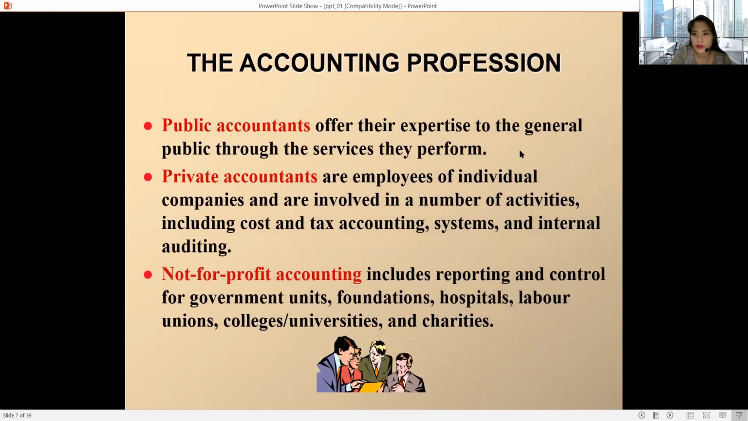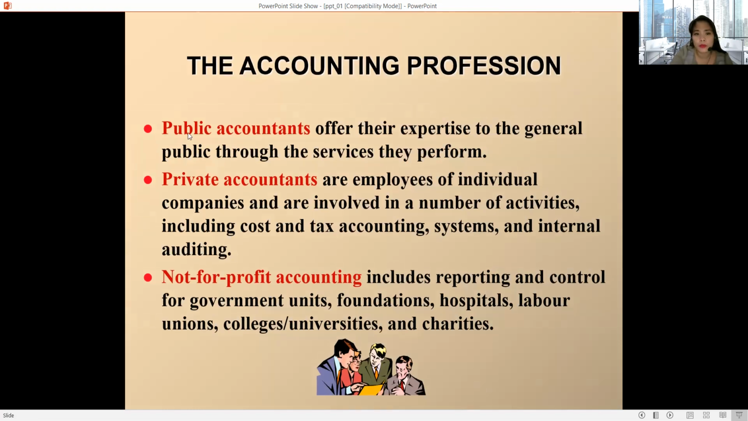Sino-sino ang mga involved sa accounting profession? The public accountants, ito yung mga nagtatrabaho sa public, sa mga government agencies, right? Private accountants naman, they are employed in individual private companies, okay? Not-for-profit or non-profit organization accounting includes reporting and controlling for government units, foundations, hospitals, labor unions, colleges, universities, and charities. Of course, they also have their own accounting kasi kumukuha sila ng donation, di ba? So dapat the public needs to know kung saan napupunta yung pera.